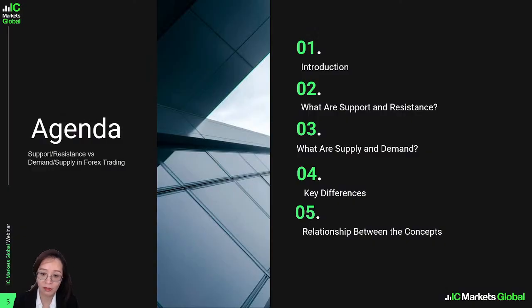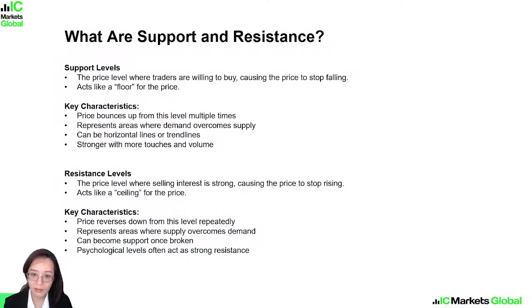Okay, so the agenda for today: we're going to cover what are support and resistance, what are supply and demand, and the key differences and relationship between the concepts. So what are support and resistance? We already heard about this before, right? The support is the price level where traders are willing to buy, causing the price to stop falling. They act as a floor for the price. So we buy at the support, we sell at the resistance. We always heard that before, right? This is support, this is the resistance.